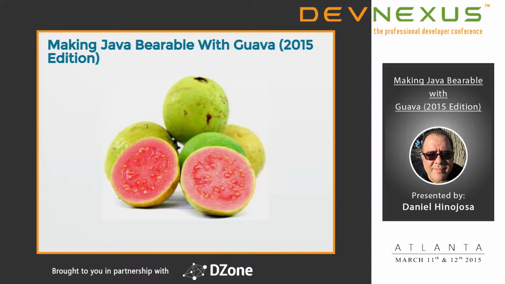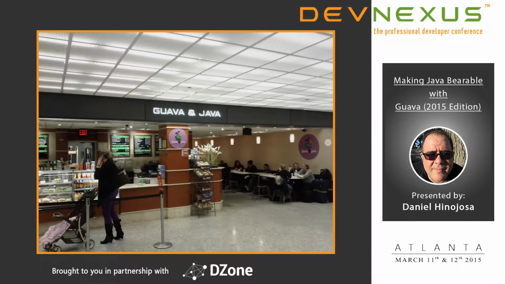All right, so, Making Java Bearable with Guava, 2015 edition. I have very few new items. Here's the problem: I'd like to put in new items, but all the basic stuff is actually pretty good, and I don't want to remove it, because for those who have never seen Guava before, they need to see all the introductory stuff up front.